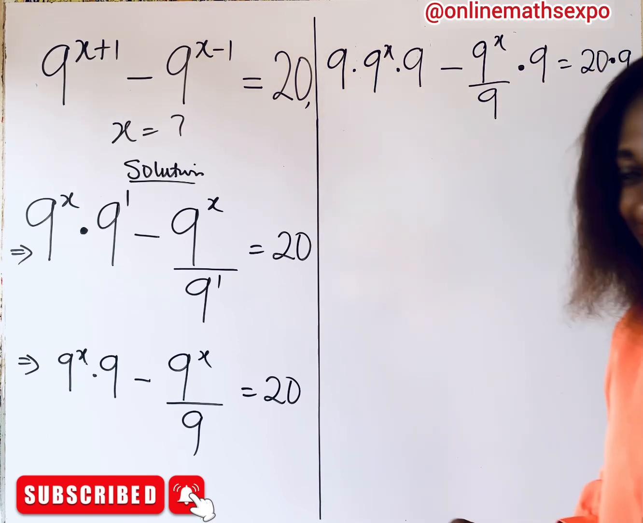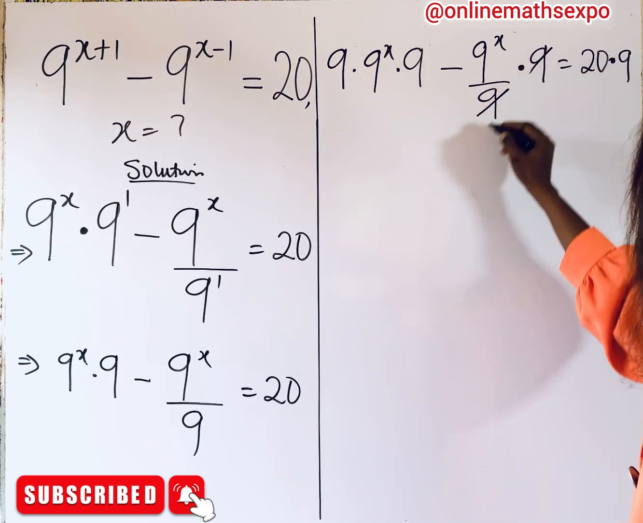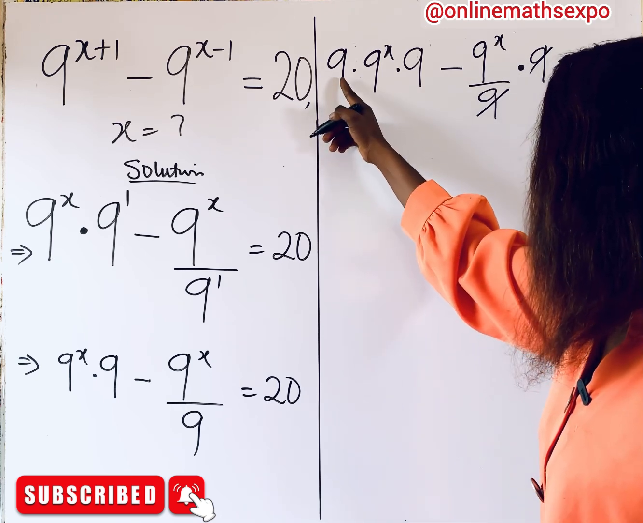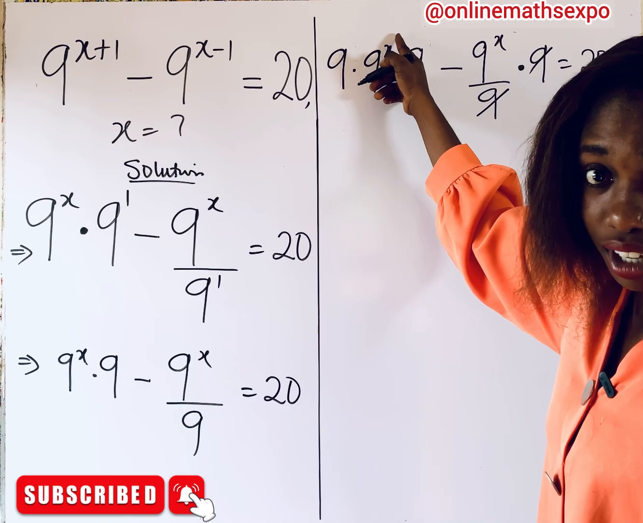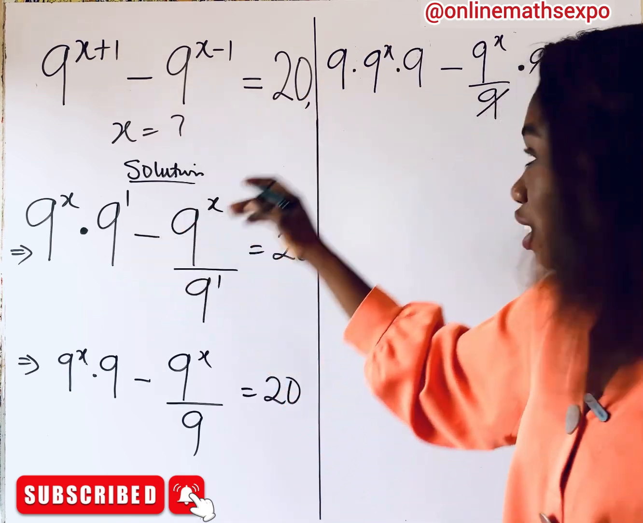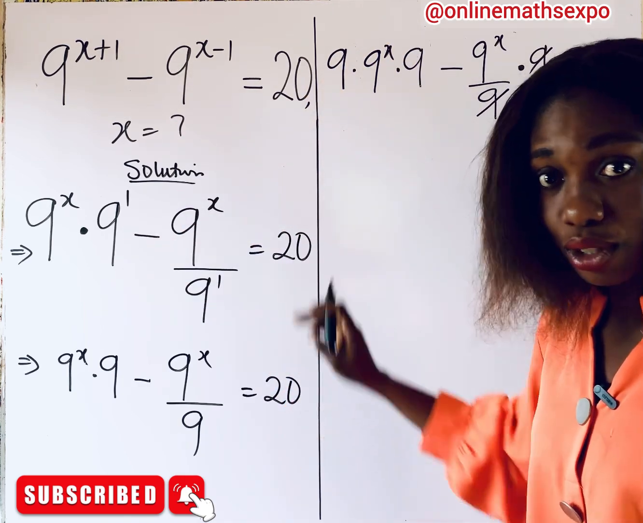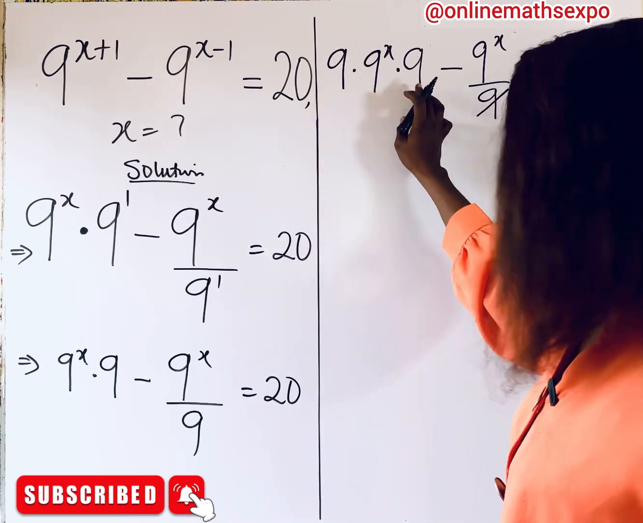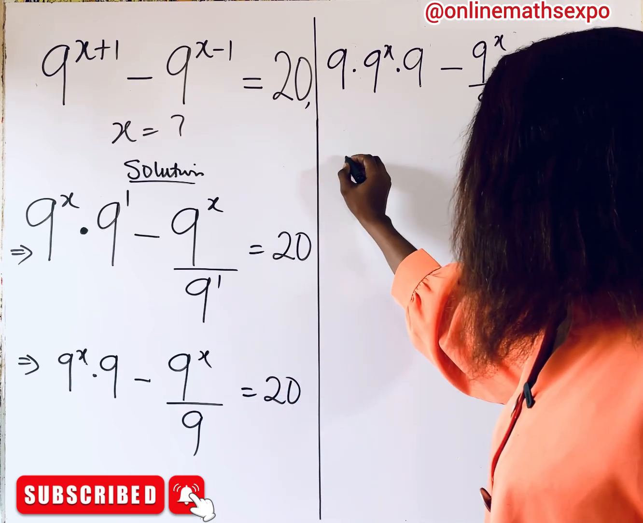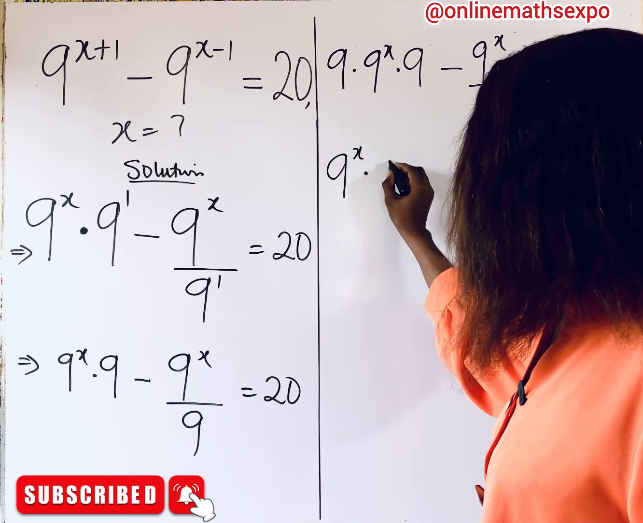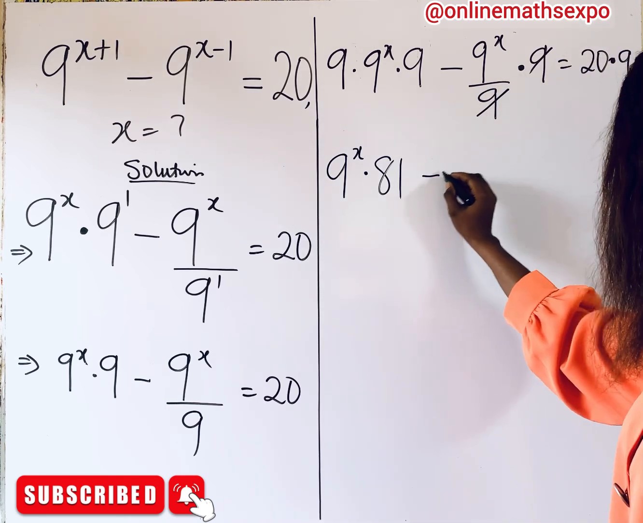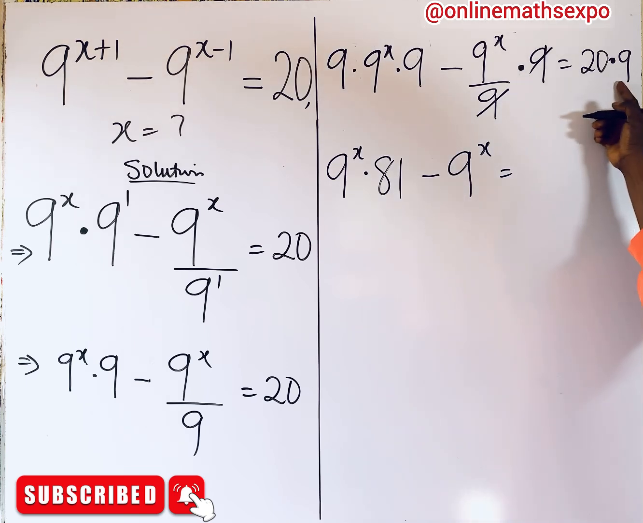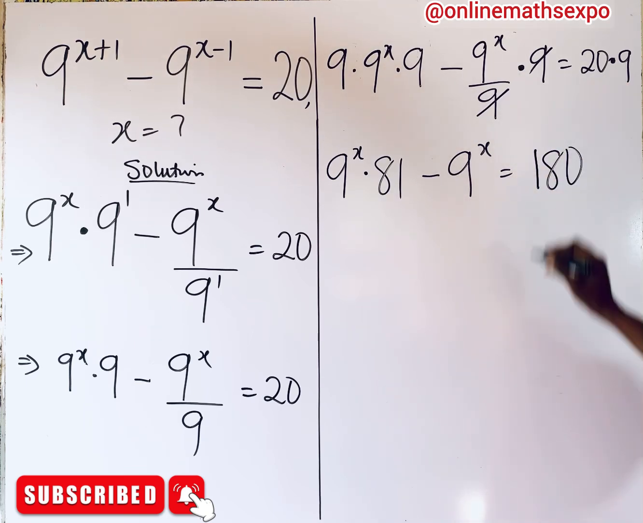You see how simple it is. So this 9, we cancel this. So we are going to have 9 times 9, which will give us 81. Well, you know, you cannot multiply this with this 9 to the power of x because they are different terms. This power has made it not to be the same, even though they both have a base of 9. So we have 9 to the power of x multiplied by 81 minus, we are left with 9 to the power of x here, is equal to, if you multiply these two, it gives you 180.